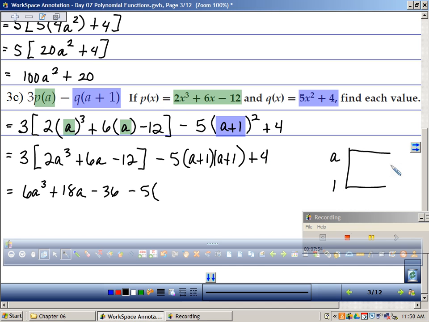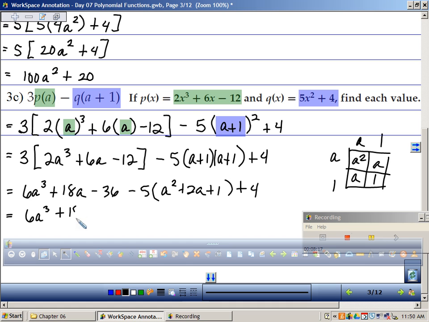I'm going to do a little area model over here for a little visual. All right, multiplication table. A times A is A squared, an A, and a 1. So that would be A squared plus 2A plus 1 plus 4 equals 6A cubed plus 18A minus 5A squared minus 10A minus 5 plus 4.